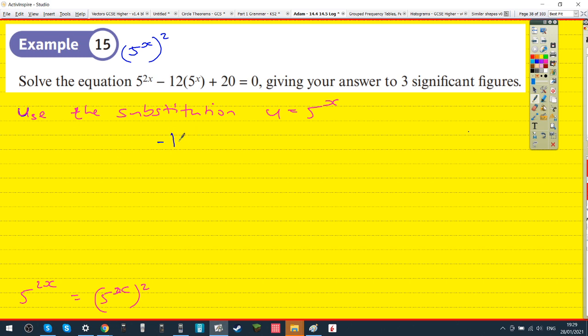And so we now have another 5 to the x, so you can replace that with u. So it'd be u squared. Then you solve that as a quadratic. I got u is 10 and u is 2. We just created u to help us do this difficult question. So now we bring it back: u goes back to being 5 to the x. And now we solve it.